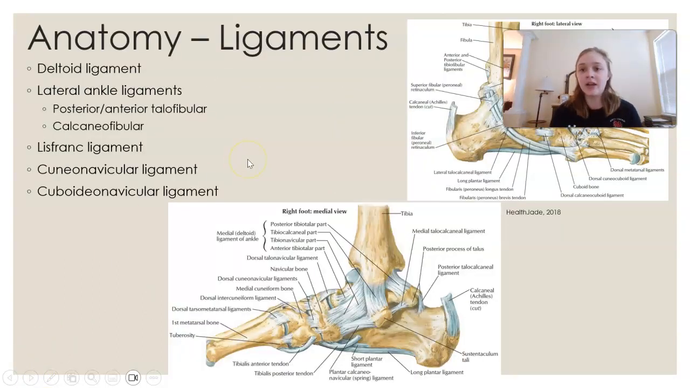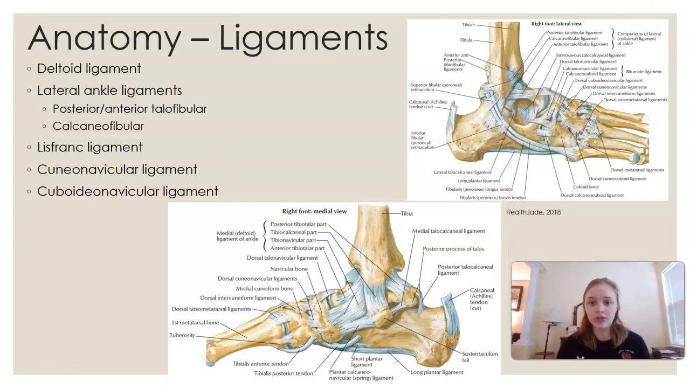And then same concept, we want to look at the ligamentous structures that are associated. As you can tell in this picture, there's quite a bit, but some of the key ones that we want to look at are on the medial side, so the deltoid ligament of the ankle and those associated ligaments. And then we want to look at the lateral aspect of the ankle and evaluate those. We also want to look at the LisFranc ligament as a whole, and then the cuneo-navicular ligament and the cuboid-navicular ligament.